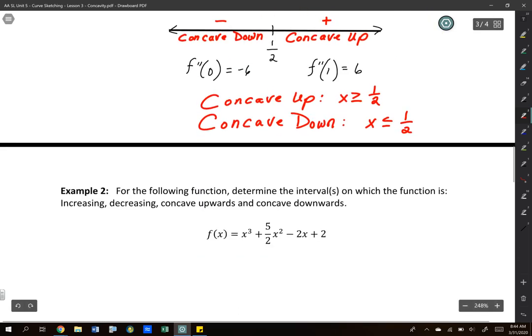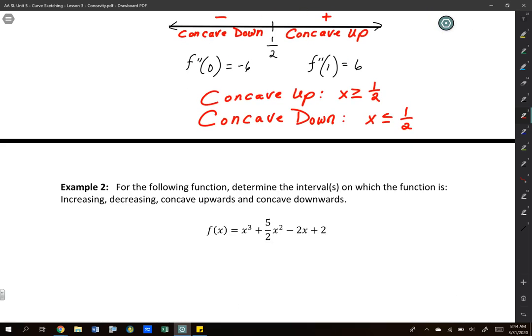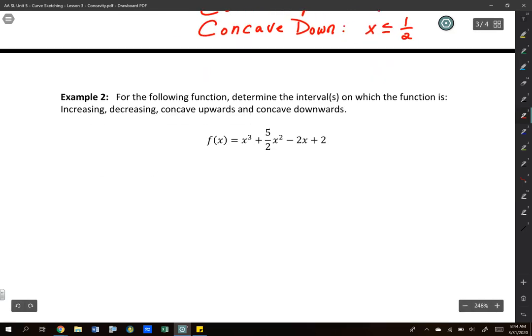All right, let's take a look at another one. Now we're going to put it all together here. It says, for the following function, determine the intervals on which we're increasing, decreasing, concave up, and concave down. So we're going to take the first derivative. We're going to set our first derivative equal to 0.